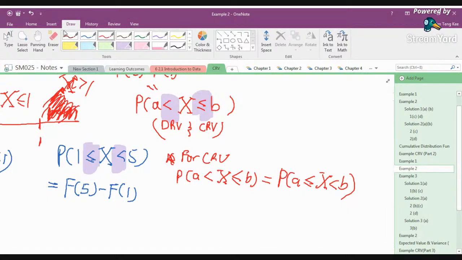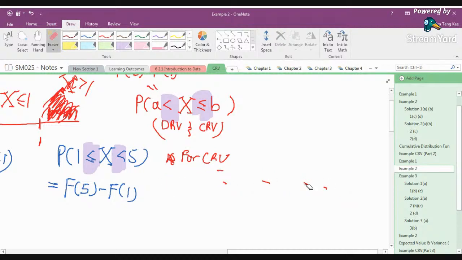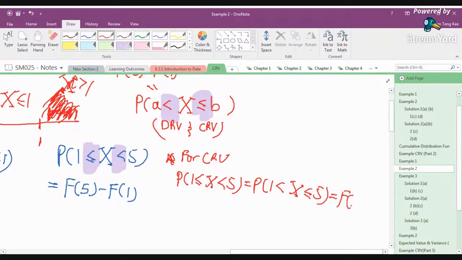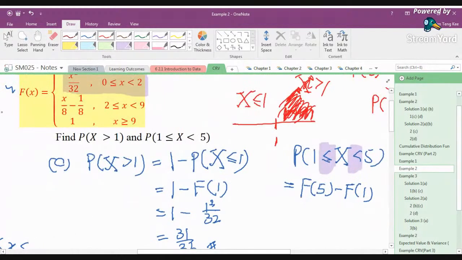And the remark here, so to relate with the questions, let me rewrite this one here. So for continuous random variable, you find out that P(1 less than or equal to x less than 5) is the same as P(1 less than x less than or equal to 5), which is defined as f5 minus f1 in general. Okay, once we are clear about this, how do we calculate f5 minus f1?